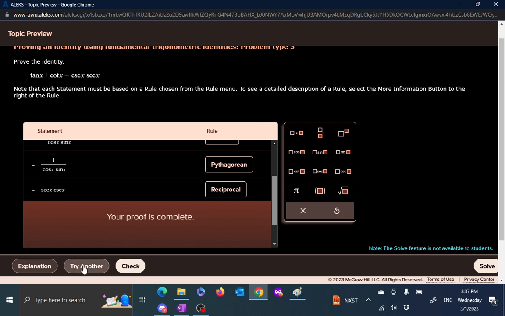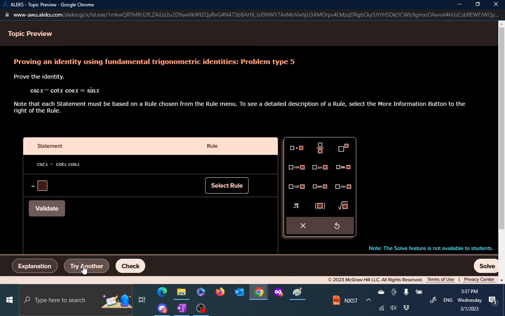Let's try something else. Okay, cosecant of x minus cotangent times cosine of x is to be shown equal to sine of x. So what do we do here? Cosecant of x, we want to connect these things to sine. So perhaps one way to look at this is that this is a reciprocal of sine, and this is cosine over sine times another cosine. So let's see if we follow that track and get to the destination.